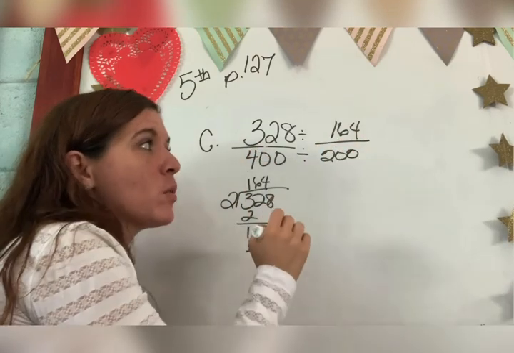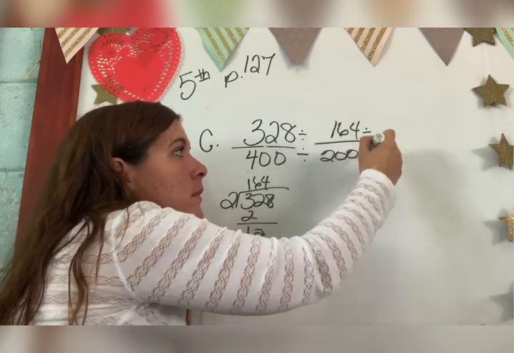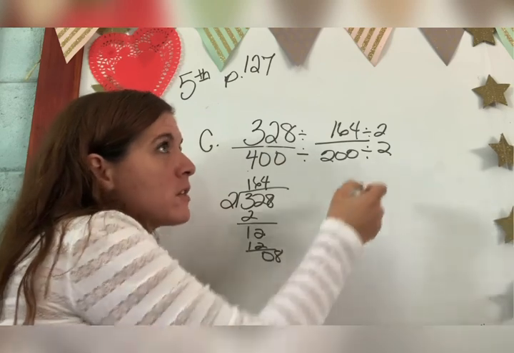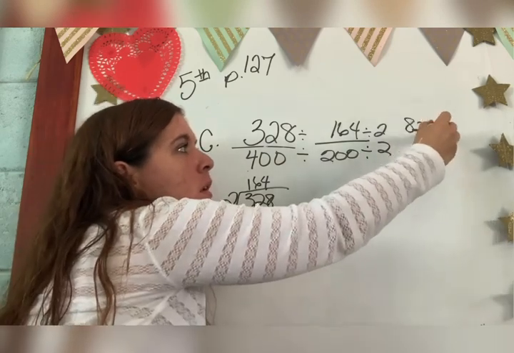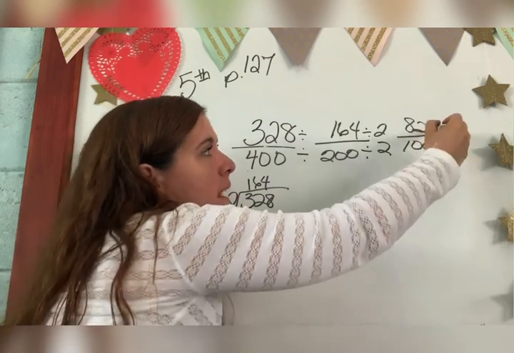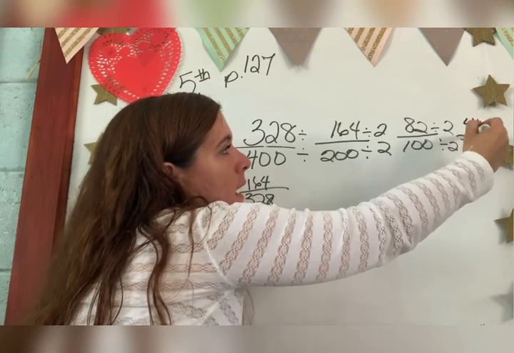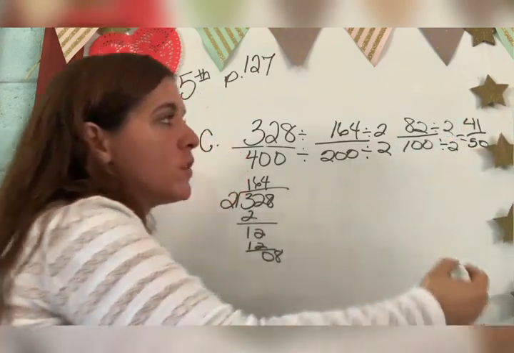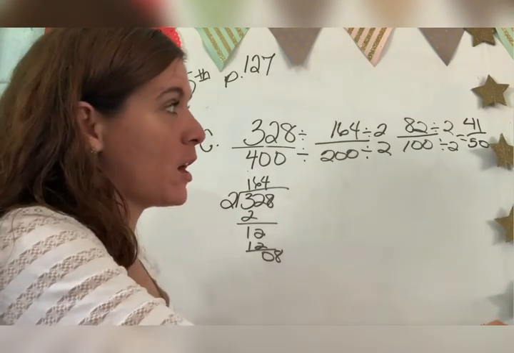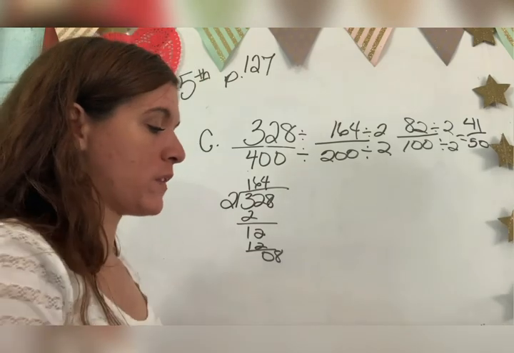Okay, can we divide by 2 again? Yes, we can. So 2 into 164, well, that's half of 164, which is 82. And half of 200 is 100. Can we divide again? Yep, by 2 again. So you can do it this way if you want to. Can you divide by 2 again? No, because it's 41. So that has to be our answer. Okay, so 41 over 50 is your answer.